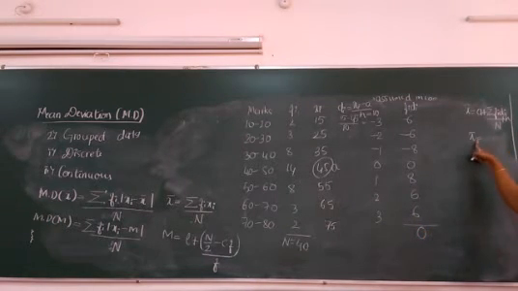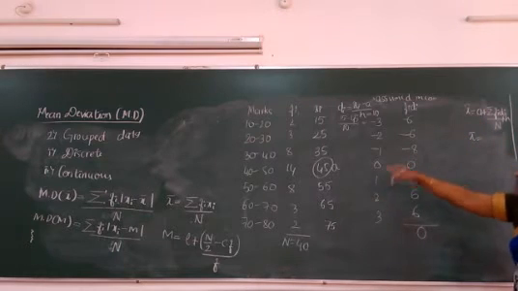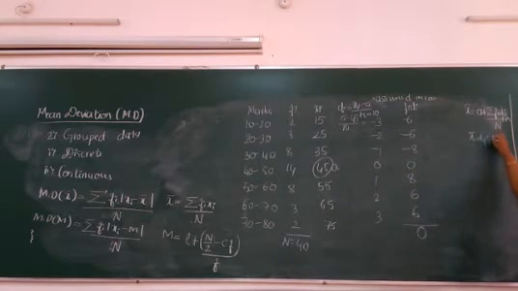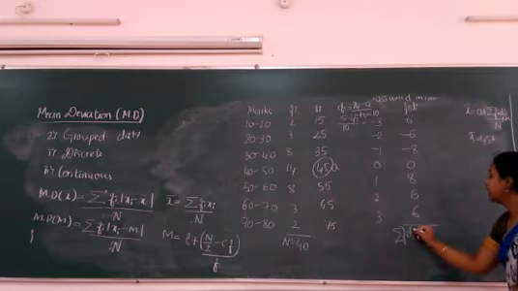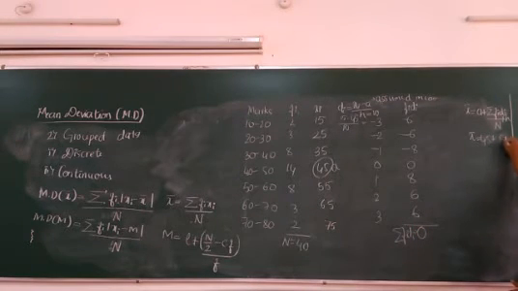So what will be the mean? It is a, and a in this case is 45, plus summation of fi into di. The summation of fi into di is 0, divided by n which is 40, into h which is 10. So this part becomes 0. So the mean is 45. We just solved the same problem without the step deviation method, and there we got the mean as 45. So here also we have got the mean as 45.